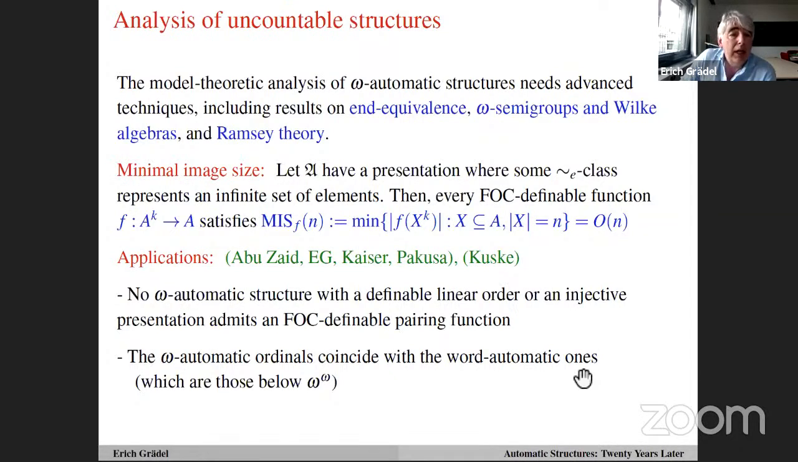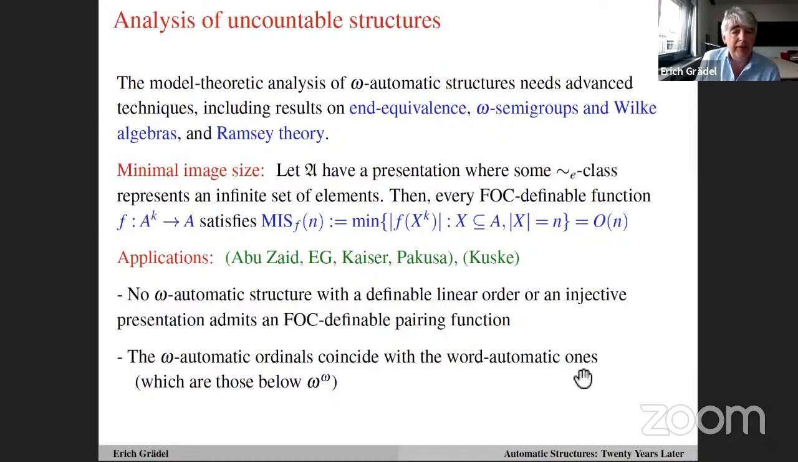Now, moving to uncountable omega automatic structures, the techniques needed to analyze these, in particular to analyze the model-theoretic properties and the limitations of definability, are much more sophisticated. We need results on omega semigroups and Wilke algebras and also some Ramsey theory, which I will of course not explain in the remaining 10 minutes that I have, but I will tell you a bit what one can do with such techniques. For instance, we can prove results on the minimal image size of definable functions.